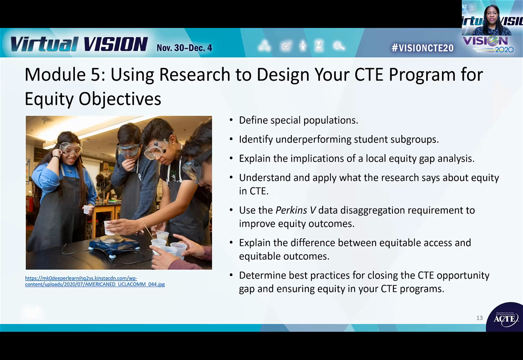explain the difference between equitable access and equitable outcomes, and you'll be able to determine best practices for closing the CTE opportunity gap and ensuring equity in your CTE programs.